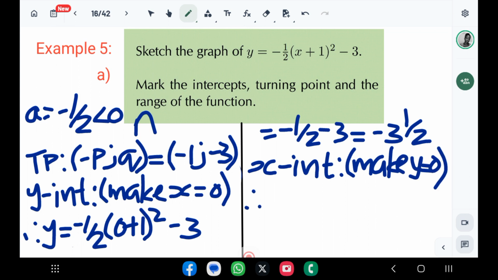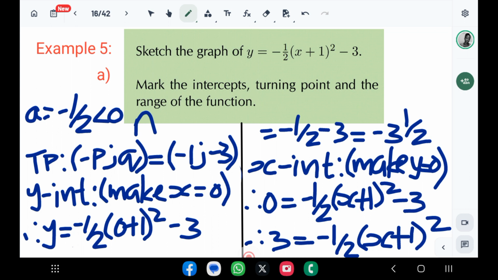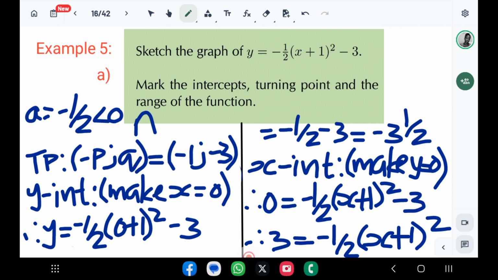The x-intercept, you make y 0. When you make y 0, you get 0 equals minus half (x plus 1) all squared minus 3. Now you multiply both sides by -2 to get rid of the fraction. No, take the 3 to the left hand side first. So that is 3 equals minus half (x plus 1) all squared. Now multiply both sides by -2 to get rid of the fraction. So you end up with -6 on the left hand side equals (x plus 1) all squared.